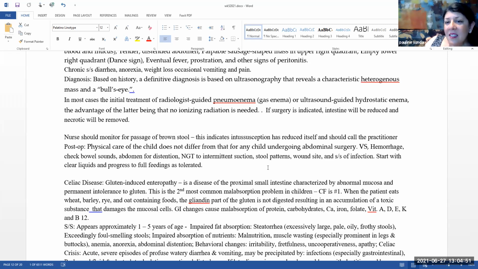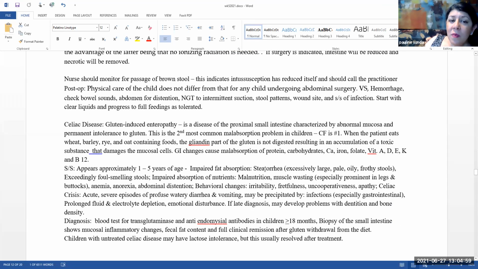If surgery is indicated, the intestine will be reduced and the necrotic tissue will be removed. So the nurse should monitor for a passage of brown stool. This indicates the intussusception has reduced itself and the nurse should call the practitioner.